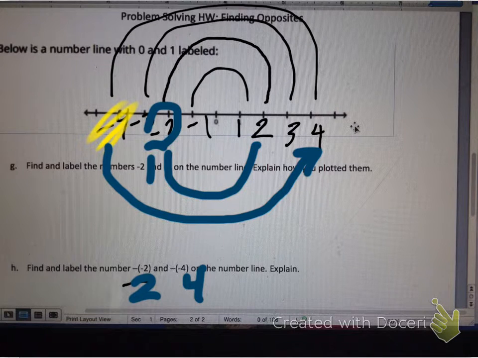So for each of these answers, for each of these questions, make sure that you put in a couple of sentences to explain. And that's your homework for tonight.